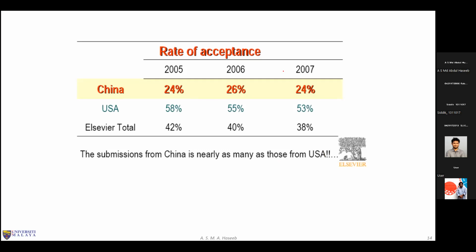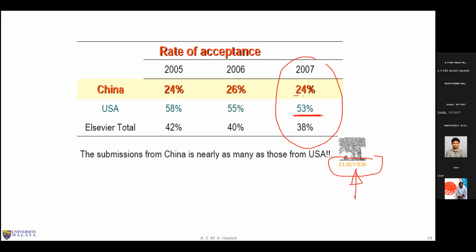Now I give you some statistics. It may be a little bit old, but still I think by and large, it's good enough for our purpose. This is a statistic coming from Elsevier, and I think you know that this is one of the most prestigious scientific publishing houses. They showed their statistics. Let us consider this: of all the papers that are submitted from the US, almost half of them are rejected and half of them are accepted.